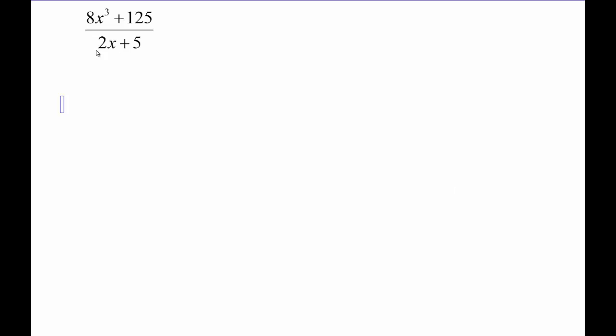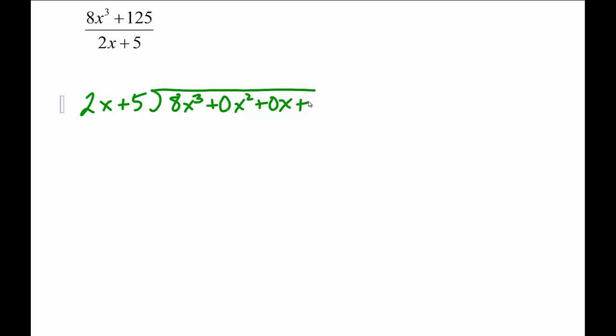This one's only slightly more difficult just because of the size of the numbers in the numerator, and you just have to be careful in your multiplication. So we set up our polynomial division. We say 2x plus 5 divided into 8x cubed plus, don't forget your placeholders again, 0x squared plus 0x plus 125. Okay? So now we do our division.